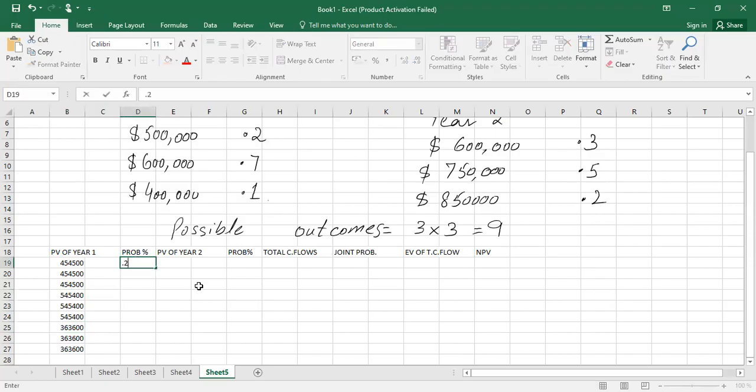Probability 0.2, 0.2, 0.2, 0.7, 0.7, 0.7, 0.1, 0.1, 0.1.